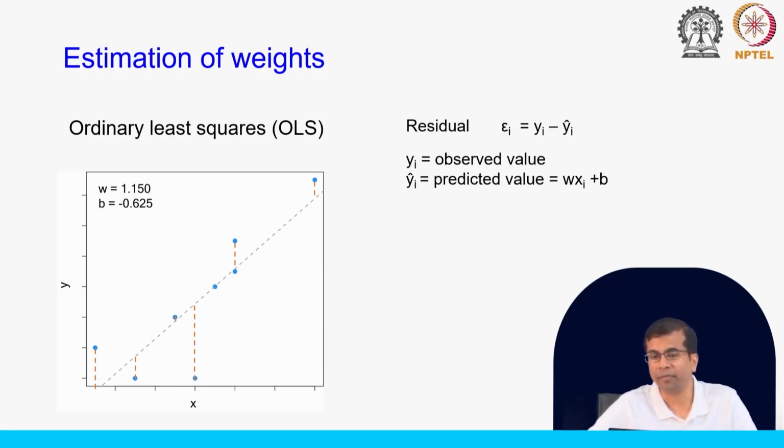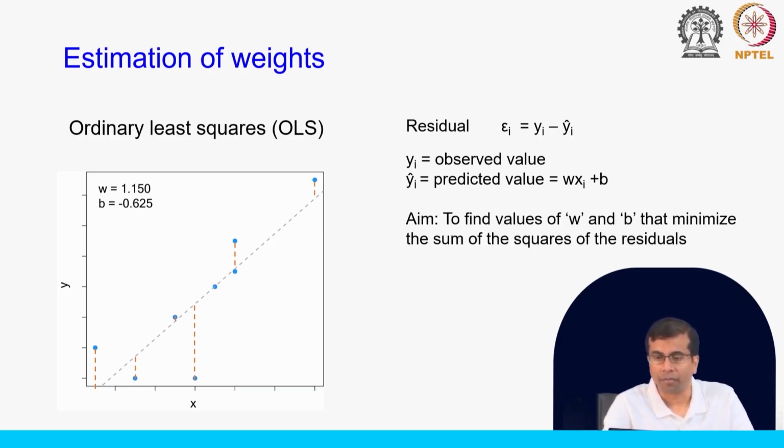So, what is this residual? Epsilon i is yi minus yi hat, where yi hat is the predicted value and yi is the observed value. Let us say we have i equals 1 to 10, so 10 x values and 10 y values. We plot these x, y pairs, and for each of them we try to fit w and b so that we minimize this residual. The residual is the difference between the observed value and the predicted value. The predicted value yi hat is wxi plus b.